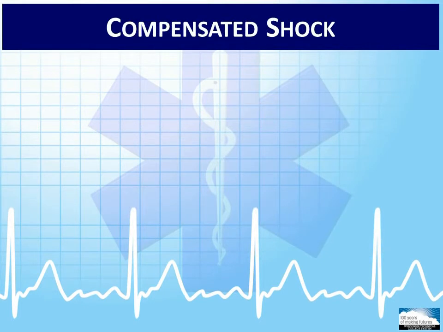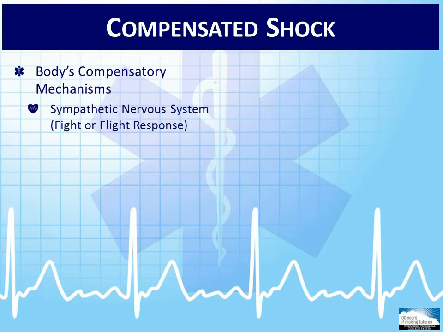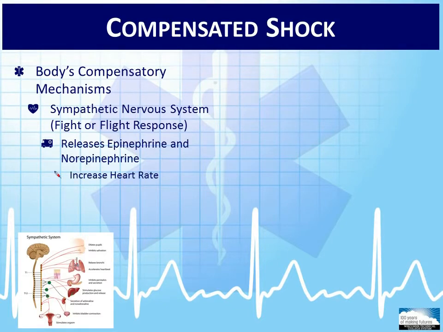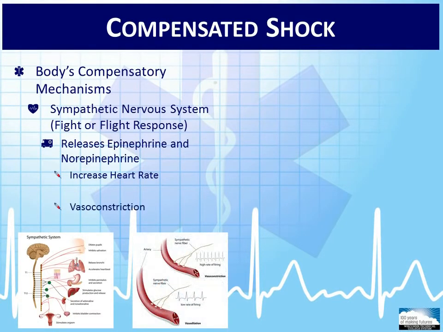Delving deeper into these stages of shock, we will begin with a more thorough analysis of the first stage of hypoperfusion, compensated shock. Compensated shock occurs when the body detects some type of decrease in perfusion and the body's compensatory mechanisms are enacted. The sympathetic nervous system, responsible for the body's fight or flight response, releases epinephrine and norepinephrine within the body to elevate the heart rate and cause vasoconstriction, both of which help to maintain a perfusing blood pressure.